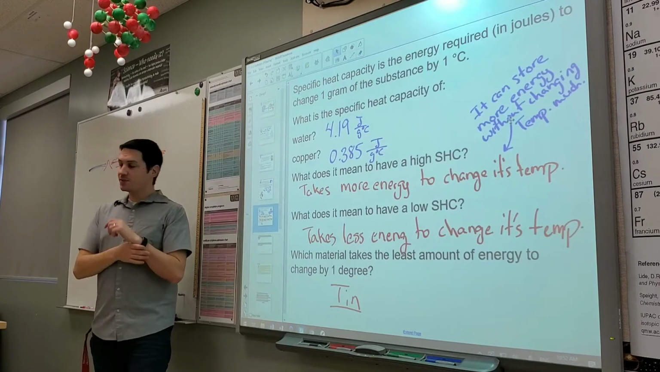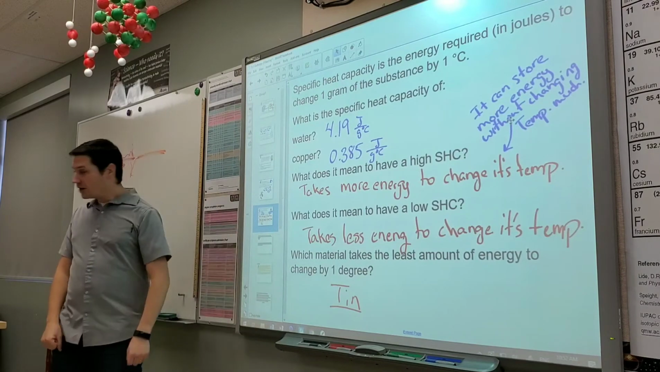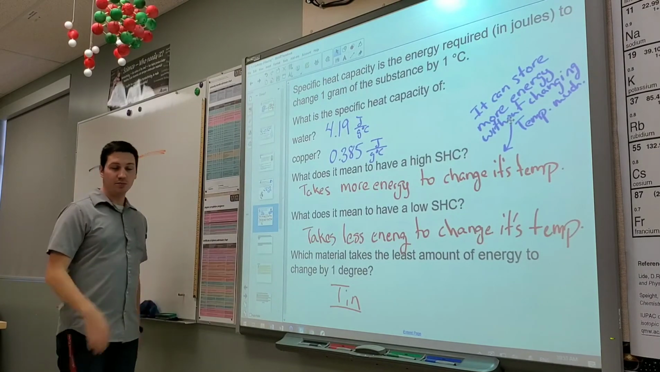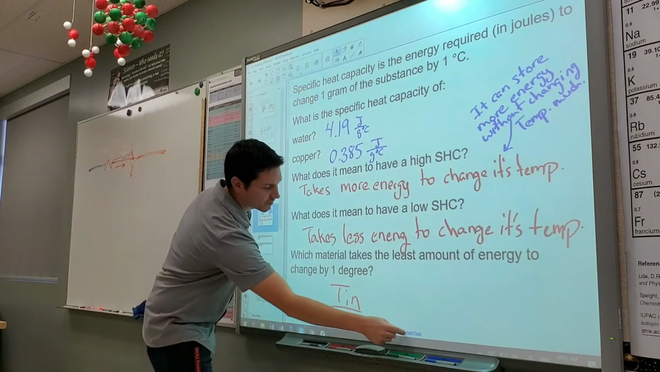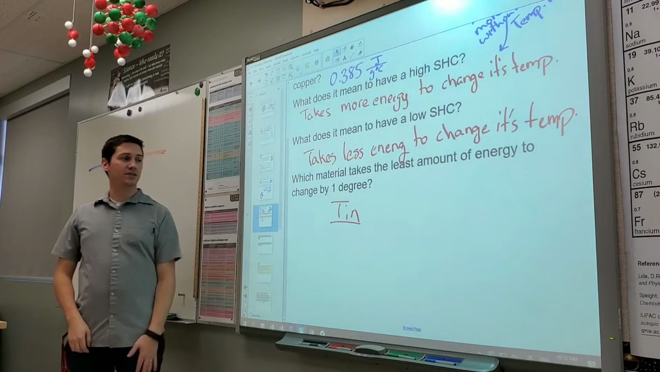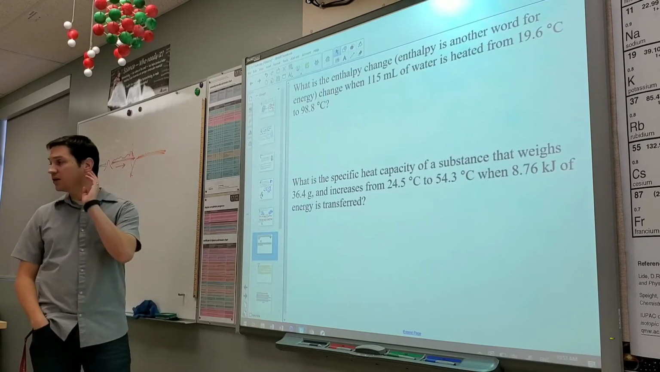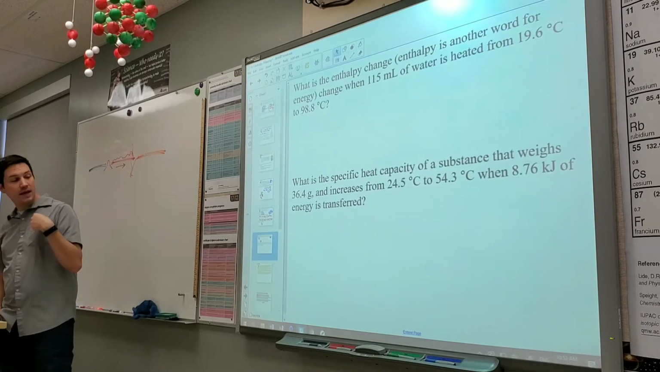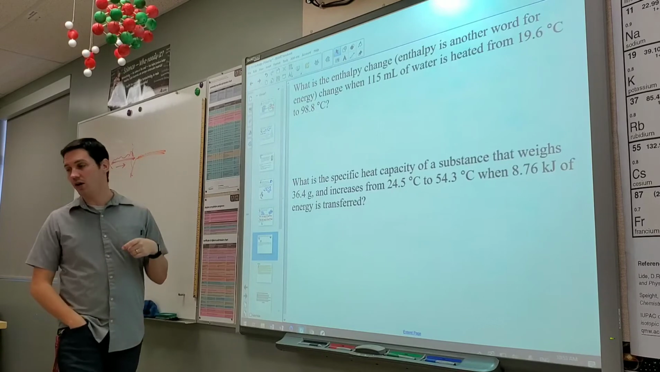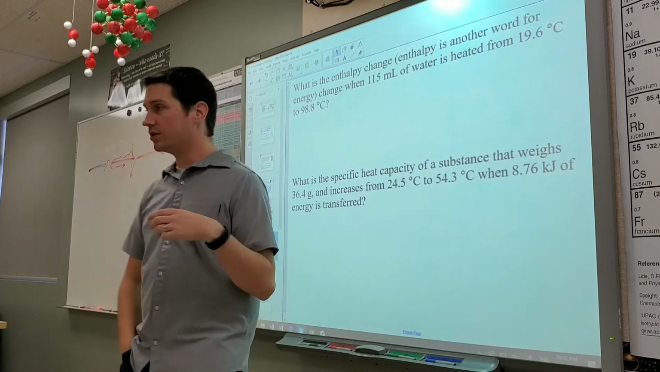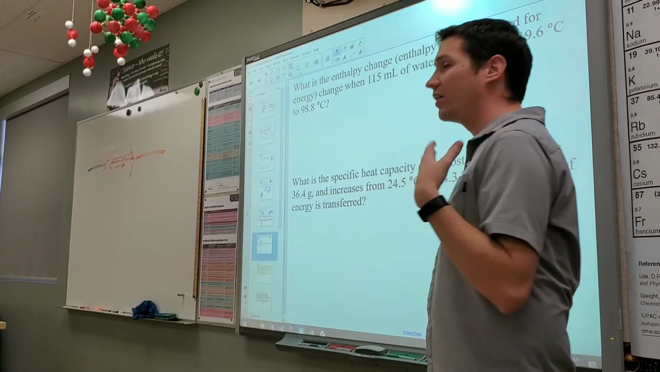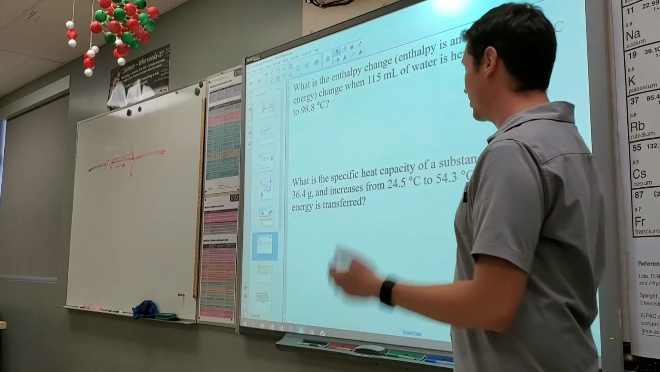What does it mean to have a low specific heat capacity? It takes less energy, or it can store less energy before it changes its temperature. And then what material takes the least amount of energy to change by 1 degree? Tin, no problem. Okay, so we're going to do some really basic calculations, and then we're going to go into the lab and we're going to do some what we would call calorimetry, a really basic calorimetry experiment.